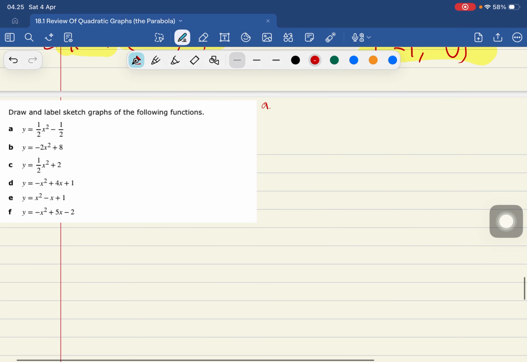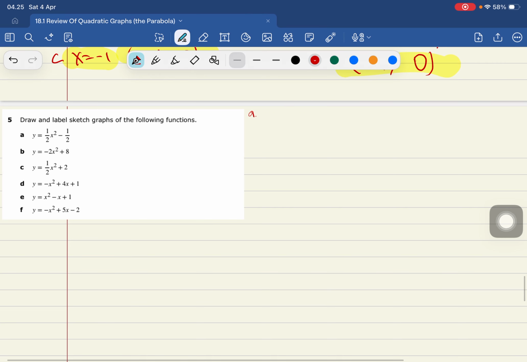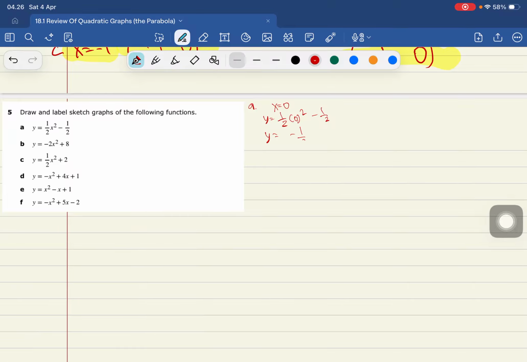So let us first find the y-intercept, which is when x equals 0. So y equals 1 over 2 times 0 squared minus 1 over 2. So the y-intercept is negative 1 over 2. Okay, this is the first information that we got.